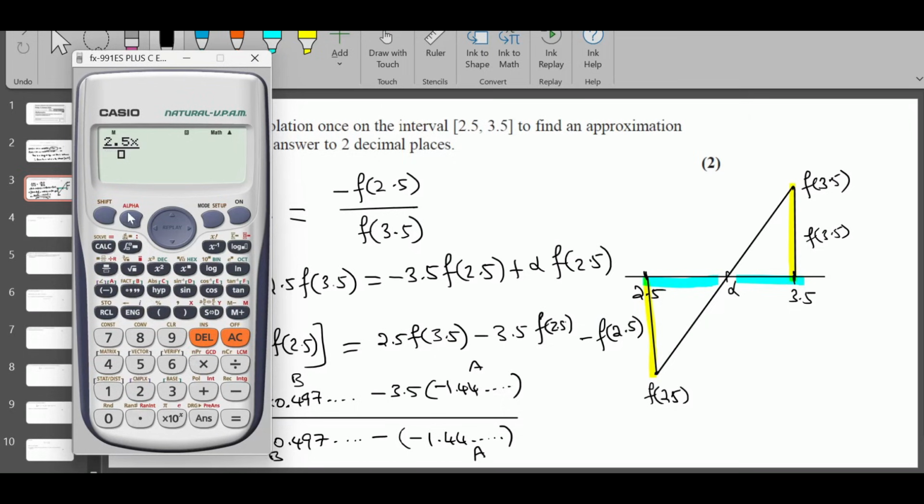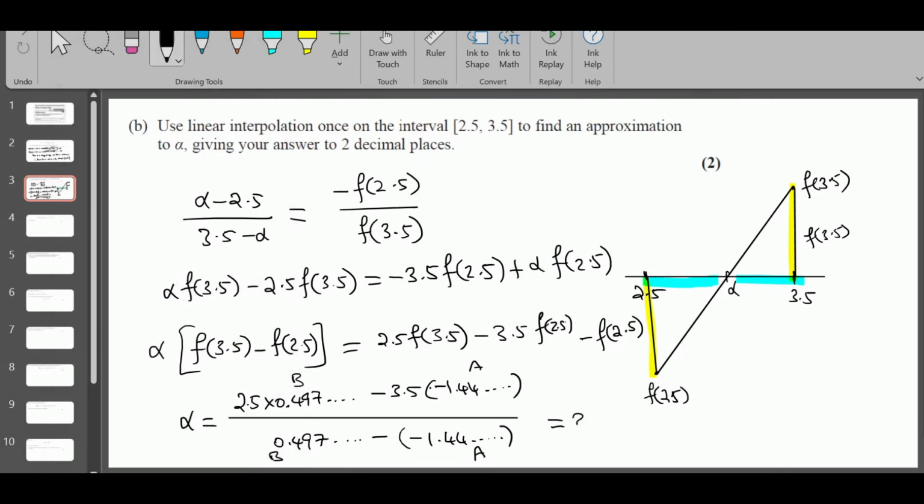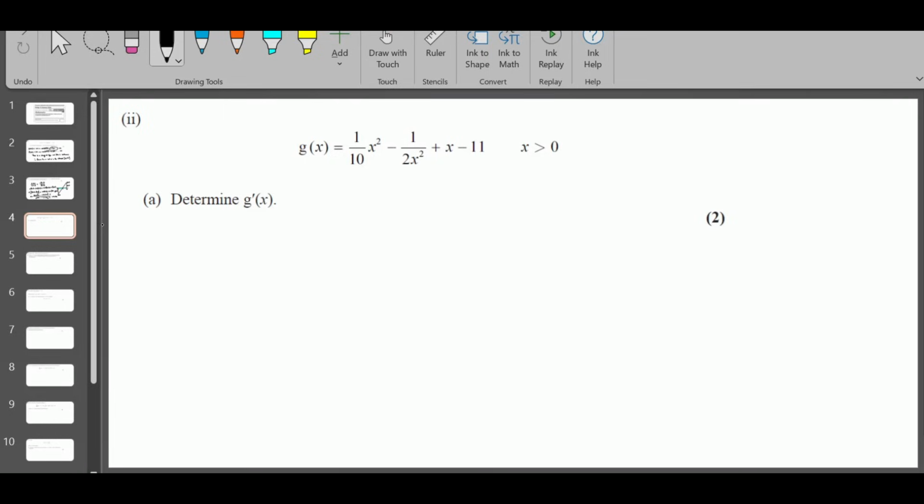2.5 times b minus 3.5 times a divided by b minus a. You will straight away get the answer. Round it to 2 decimal places. So 3.24 is the answer. That's all. Part C now, part double I.